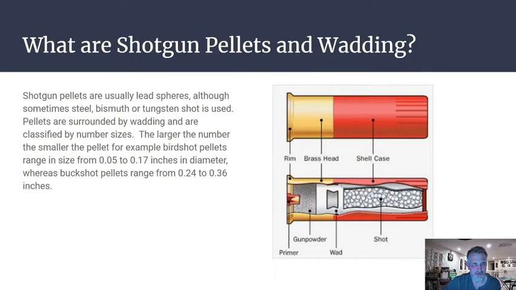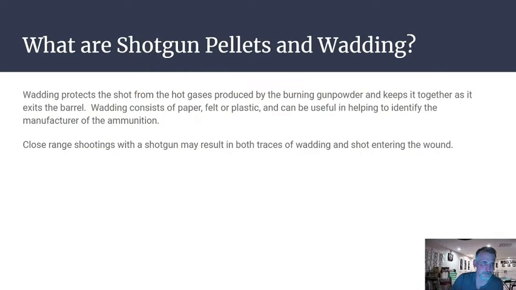Buckshot, which is even bigger, will be 0.24 to 0.36 inches in diameter. The wadding protects the shot from the hot gases produced by the burning gunpowder and keeps it together as it exits the barrel. The wadding consists of paper or felt or plastic, and it can be useful in helping to identify the manufacturer of the ammunition. If you don't have any cartridge case, sometimes that might be all you have to go on. Close range shootings with a shotgun may result in both traces of the wadding and the shot entering a wound, and that can be recovered.